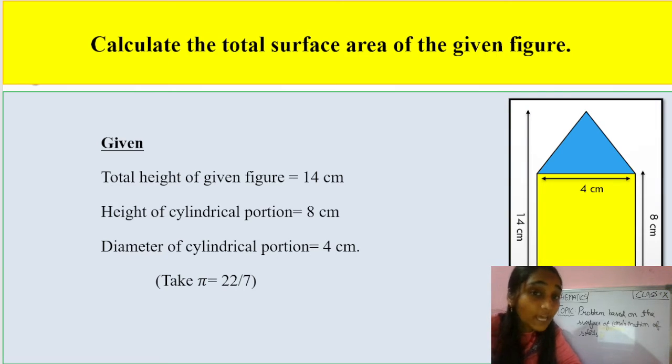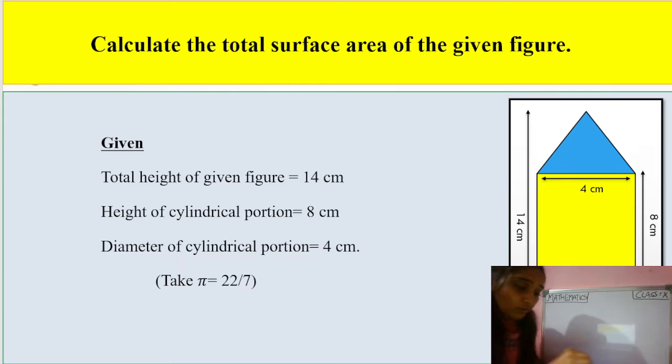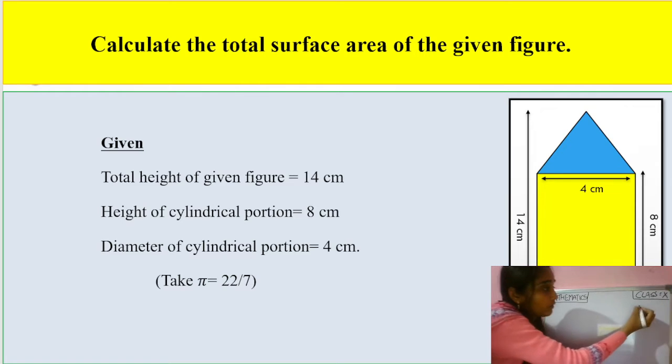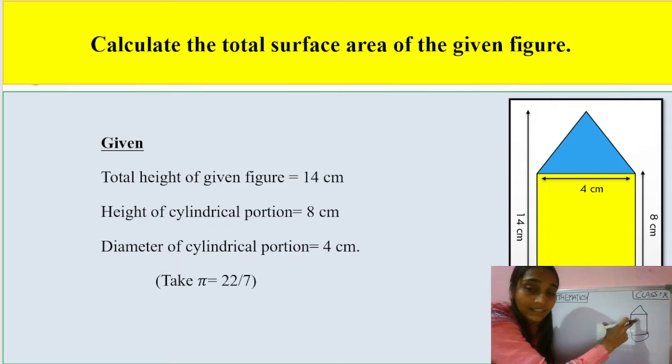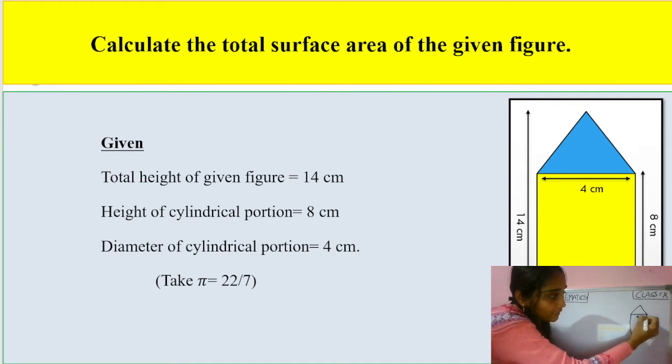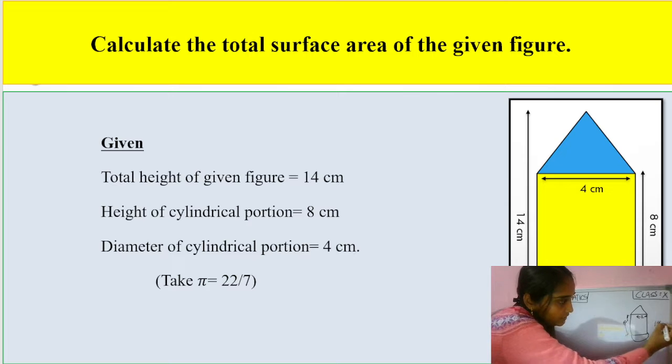Let me give you the dimensions also, because without dimensions we can't find it. So students, see what dimensions we have. What is the radius? Yes, it will be 2 centimeter. And what will be the height of this cylindrical portion? Yes, it is given, ma'am, 8 centimeter. And what is the height of the total pencil or total figure? Yes, it is 14 centimeter.